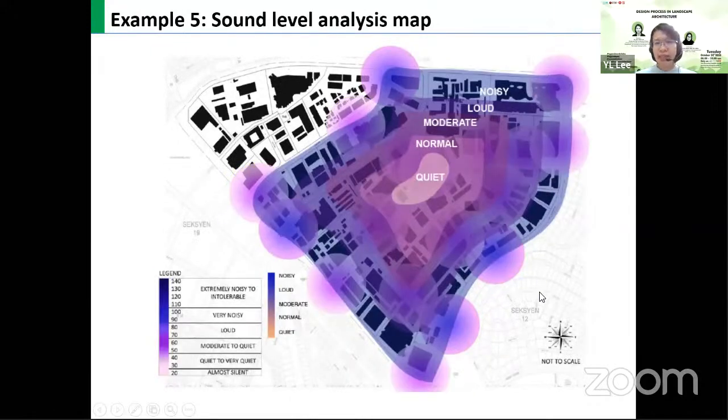Okay, another interesting thing when we talk about landscape design, we also talk about sound, because it's dealing with humans. This is also some technical parts.